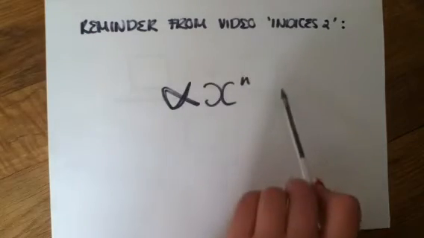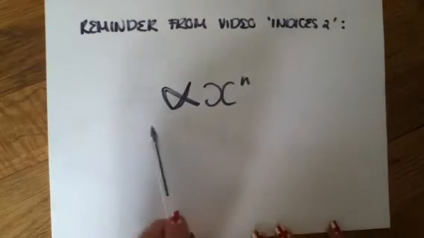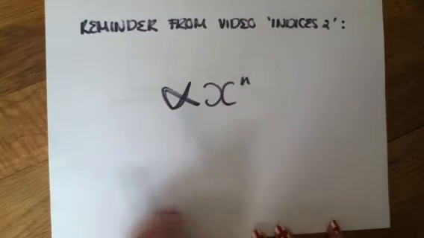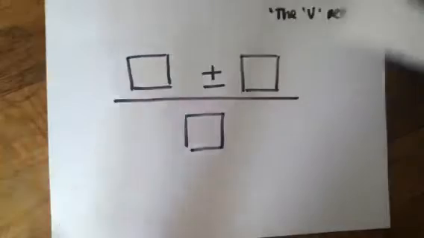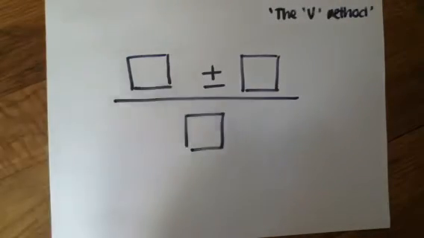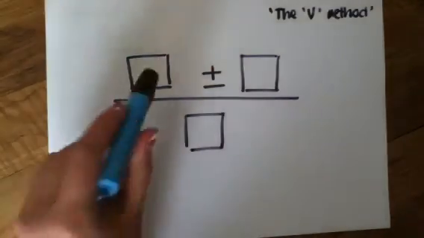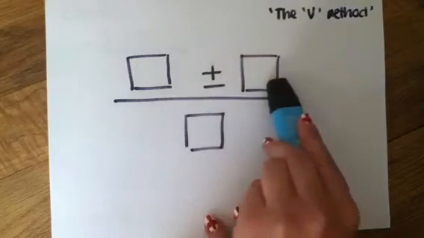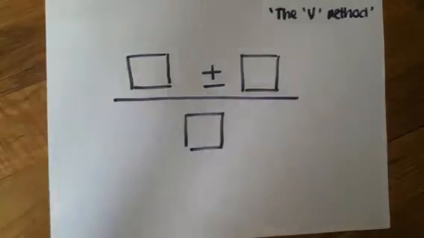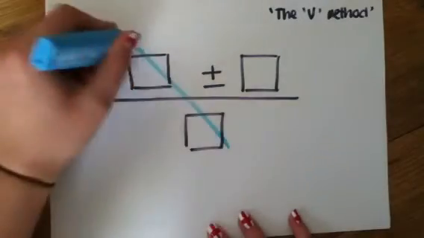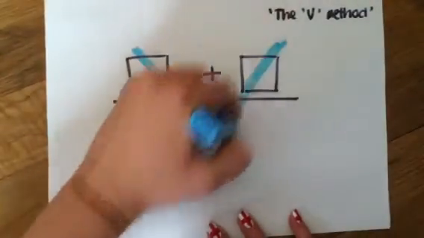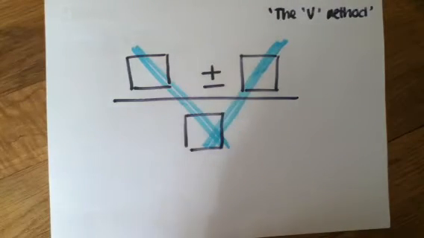In this method, we might well have extra terms added on, but the basic form is a number times x raised to a power. This method is called the V method, and so what we're looking at is a fraction of the form something plus or minus something else over one thing. And what we notice here is that this makes a V. And using this observation, we can pull out two separate fractions separated by a plus or minus and manipulate them that way. I'm going to motivate this with an example.